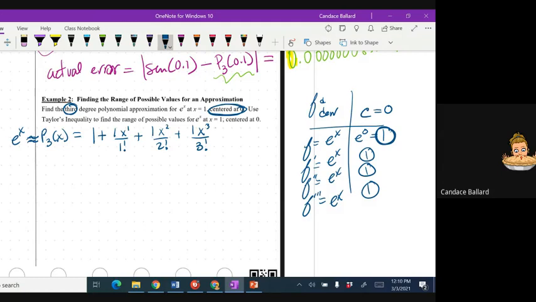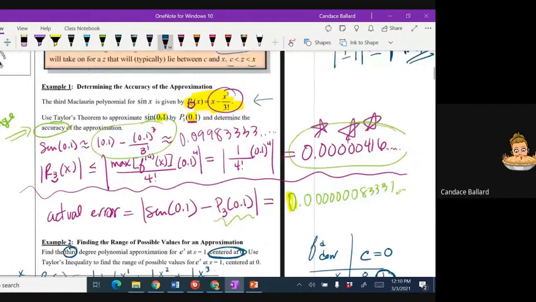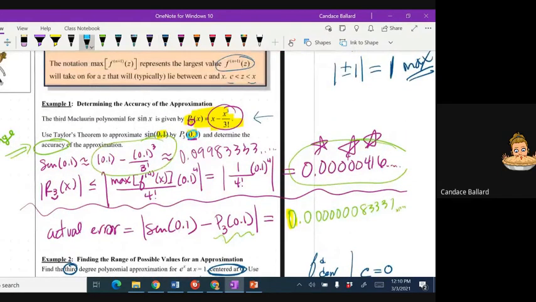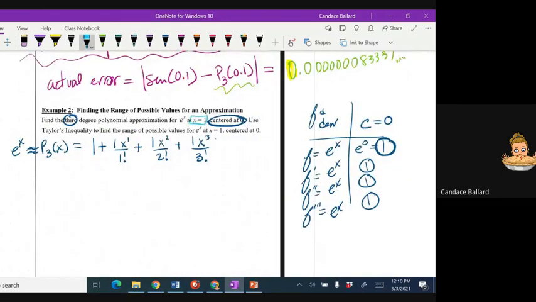All right, last time they told us that we're going to put in a 0.1. That's what we did. We had to figure out what the polynomial estimate is at 0.1. This time they're telling us to figure out what the polynomial estimate is at 1. So I am trying to find e to the first, which is the polynomial at 1. So I'm going to plug 1 into all this stuff.